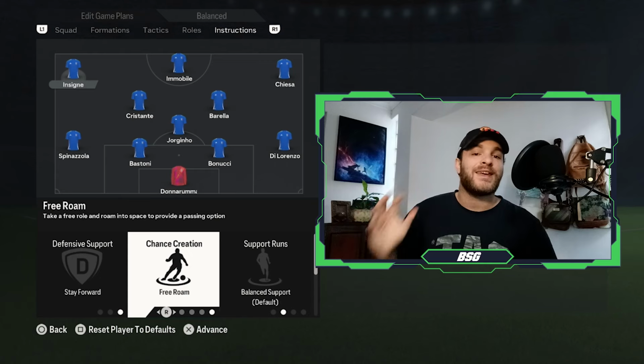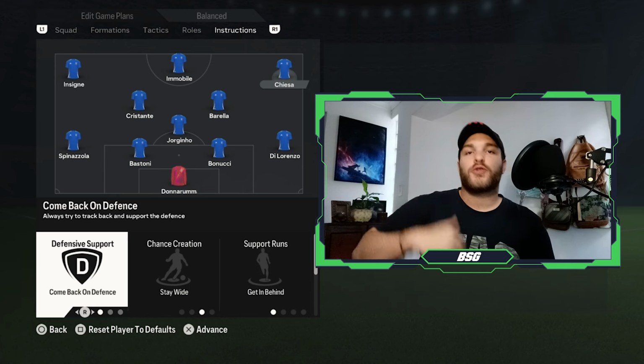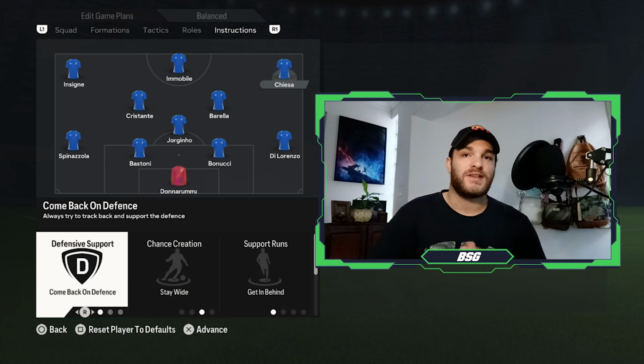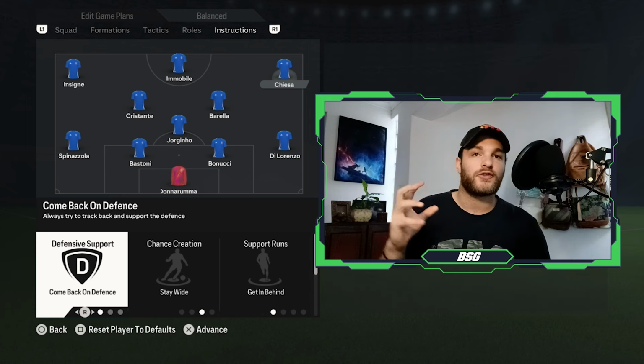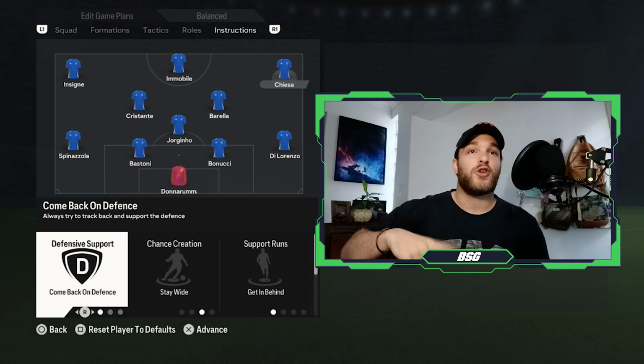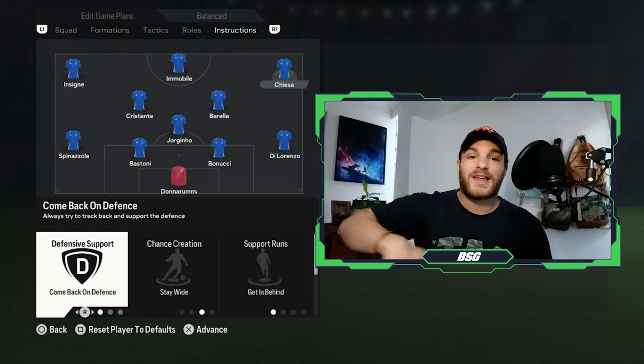The instructions for the right winger, which could have been either Chiesa or Berardi at that time, so you would want them to come back and help on the defensive end, always looking to try and help the likes of Di Lorenzo out as much as possible, looking to drop deep and have Insigne as well as Immobile with your midfielders looking to try and cover just in behind them.